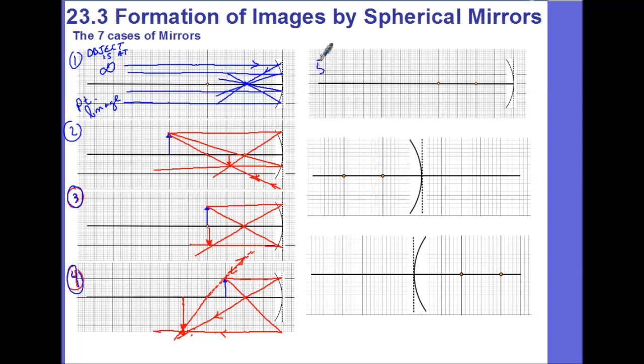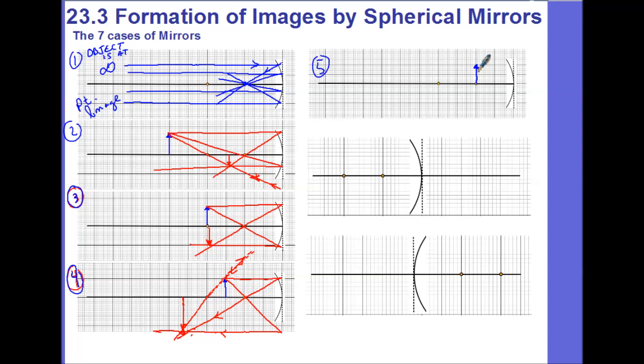Case number 5, maybe you've recognized the pattern. We started from infinitely far away, coming into outside of C, and then we're at C. Now we're inside of C, but outside of F. Where do you think case number 5 would be? In case number 5, you've guessed it, would be right at the focal point.